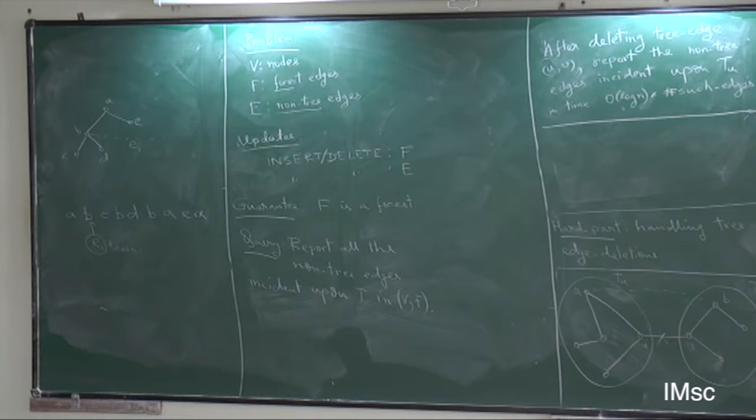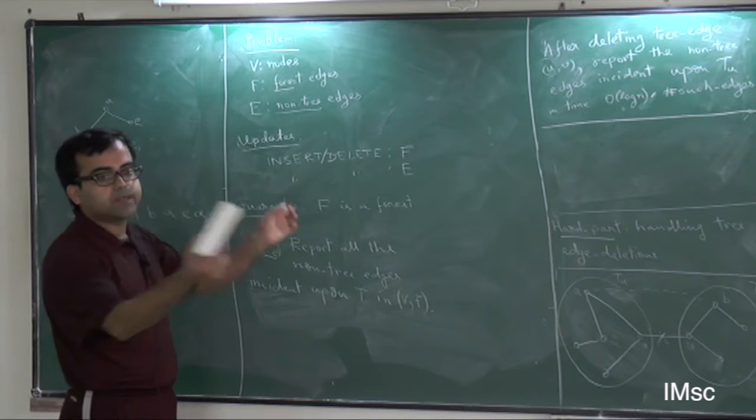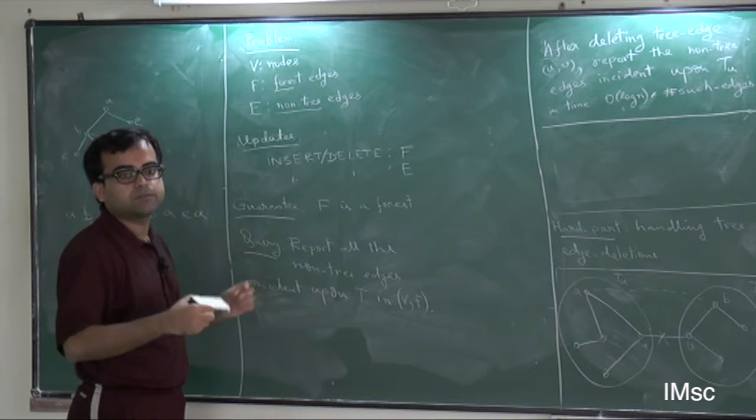What is the meaning of inserting a forest edge? I mean, you already have a spanning tree. Oh, inserting a forest edge means you are merging two different trees that are in two different components.